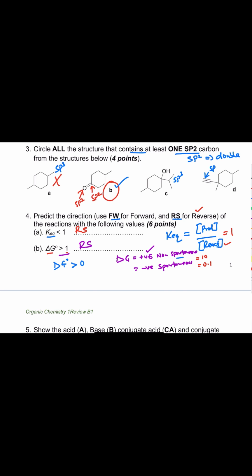Now delta G is change in Gibbs free energy, but when you add that naught, that 0 there, it means under standard conditions. So that's under standard temperature and pressure, which basically means 0 degrees C, which is actually 273.15 Kelvin, and the pressure will be 1 atmosphere.